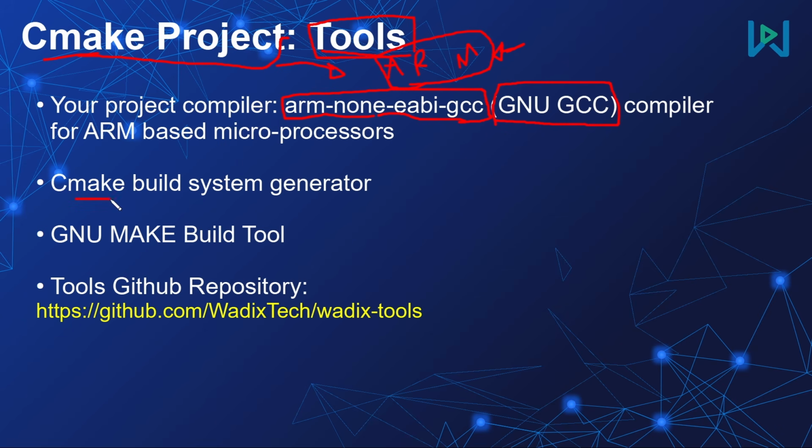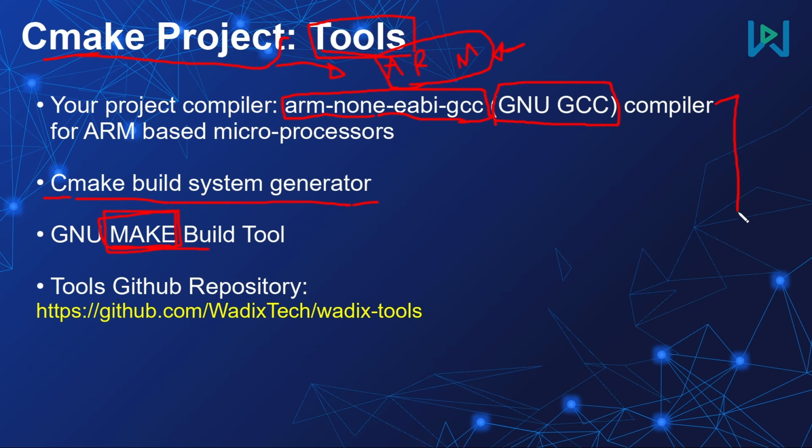Then we'll need, of course, our CMake build system generator tool. Then we'll need the GNU make build tool. We need this because the backend files that will be generated by our CMake will be a set of makefiles. And hence, to be able to parse those makefiles and resolve the different makefile rule dependencies, we will need our make build tool.